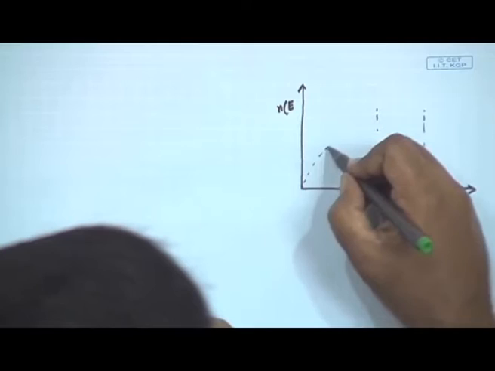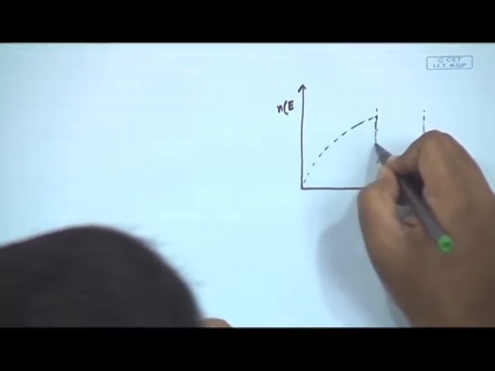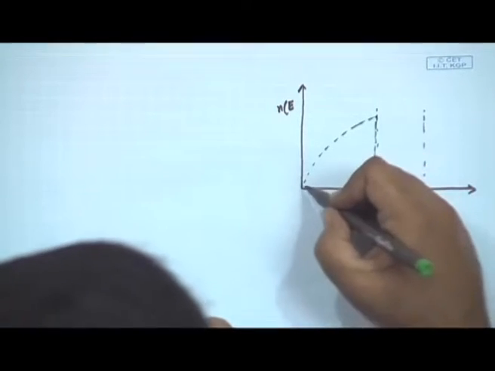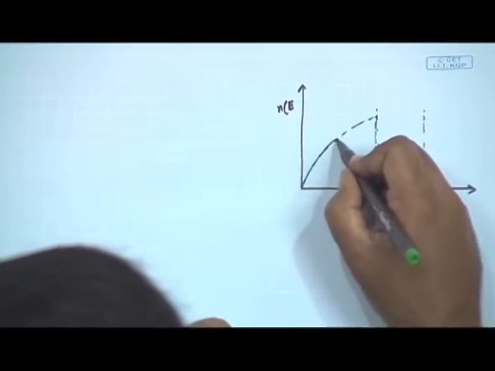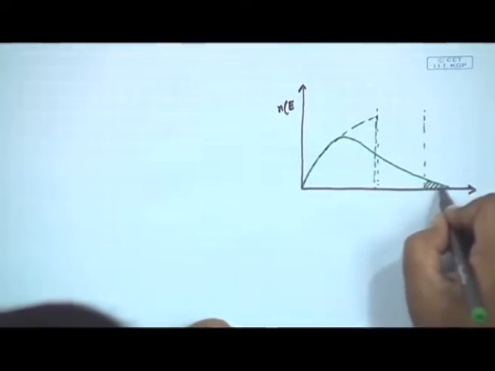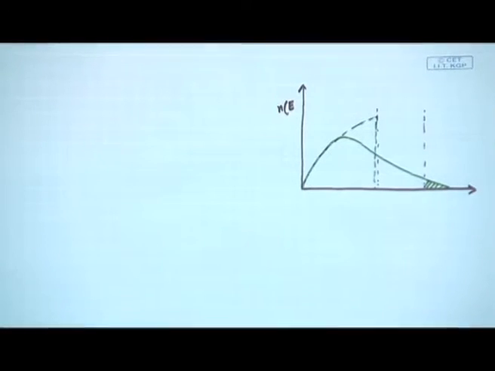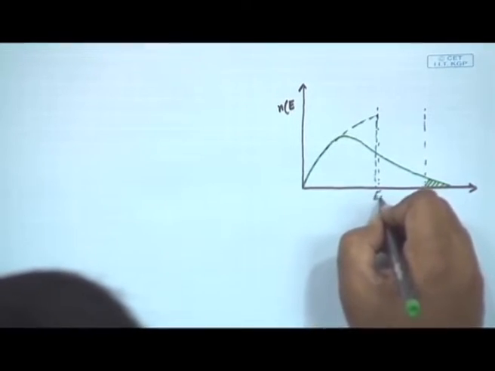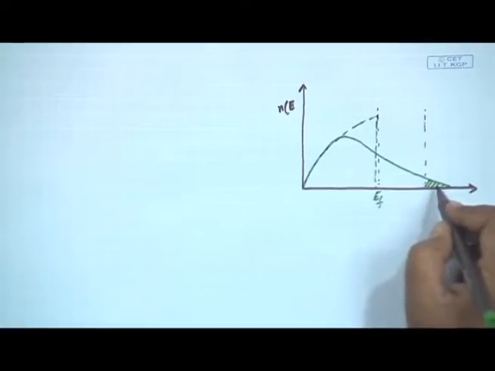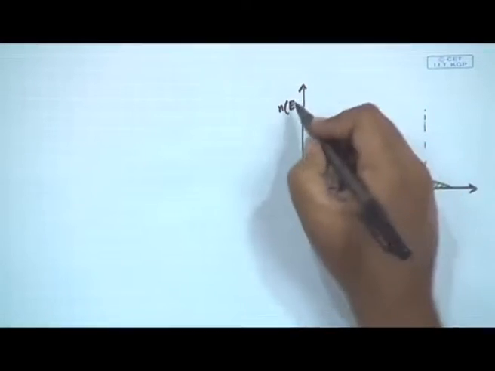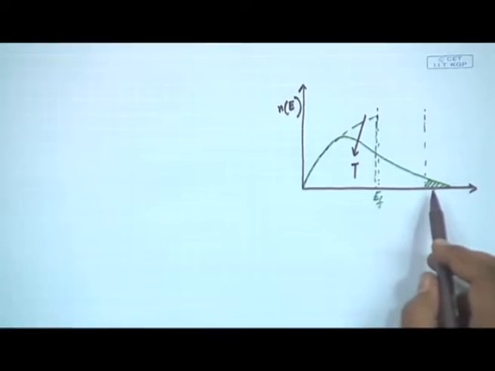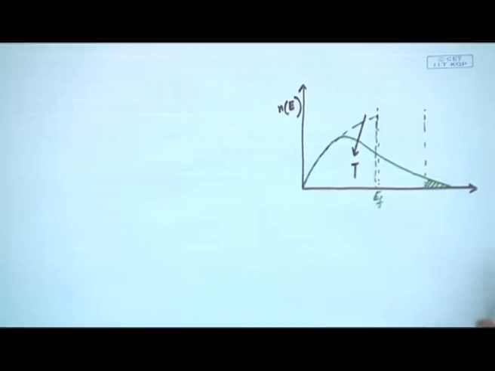We knew that at absolute zero this was my distribution, but beyond a certain temperature, look at this. This was my EF, it remains EF, but here I have some electrons at adequately high temperature, where some of the electrons go beyond this level, which is known as the work function.